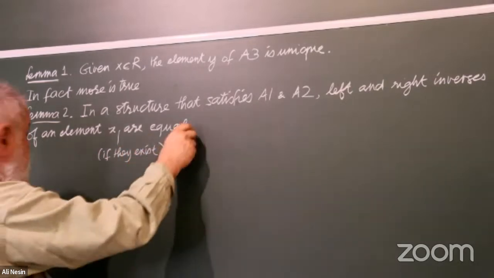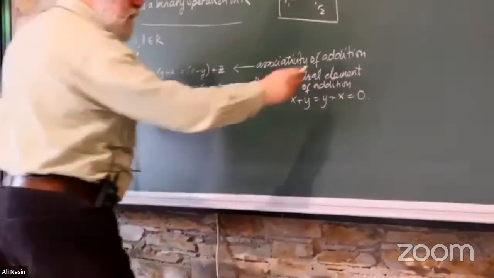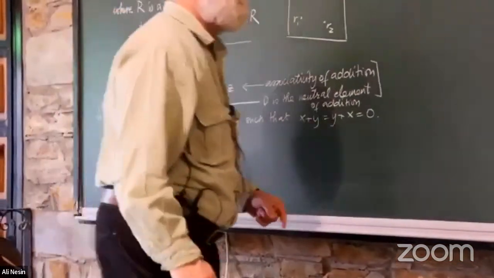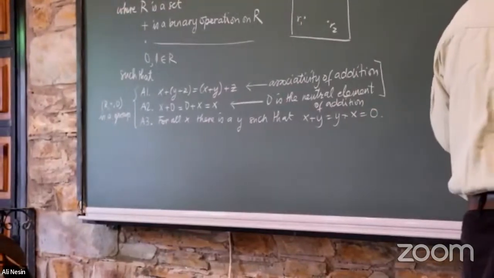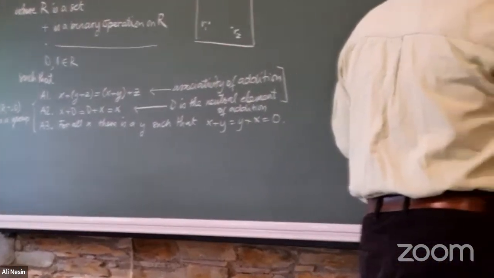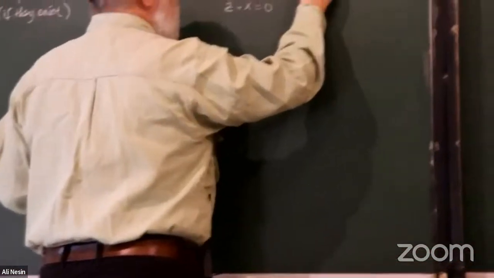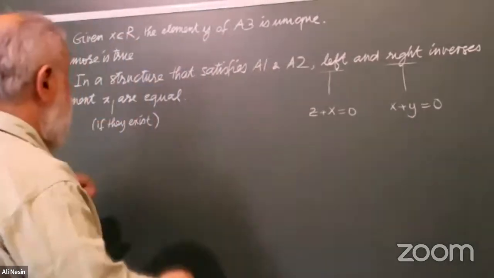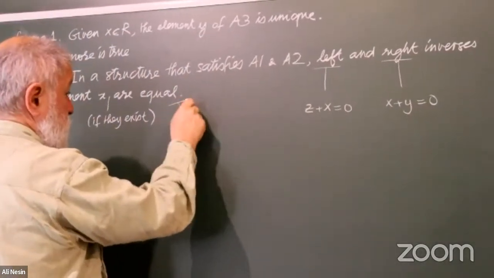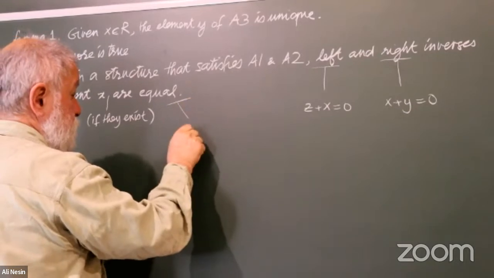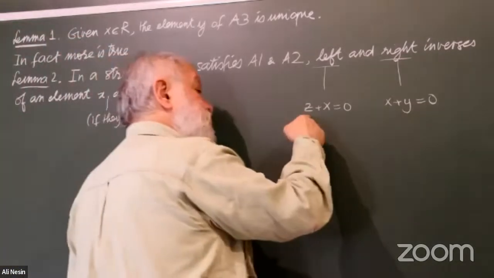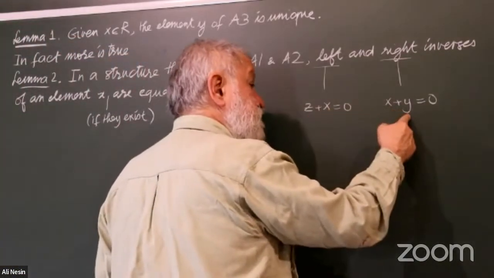This means that, suppose A1 and A2 hold. Suppose you have a right inverse and a left inverse. By left inverse, I mean Z plus X is equal to 0. By right inverse, I mean X plus Y is equal to 0. And by this, I mean Z equal to Y. If the left inverse exists and the right inverse exists, then they're equal.